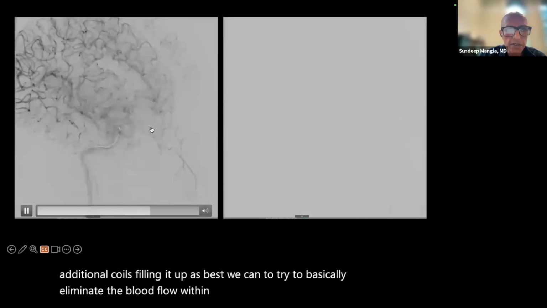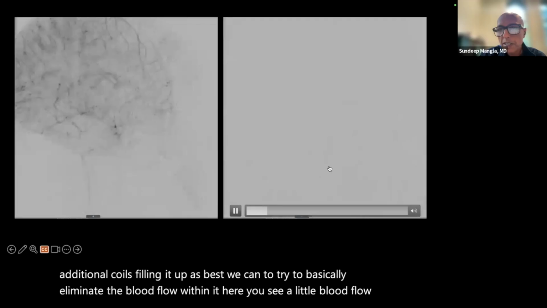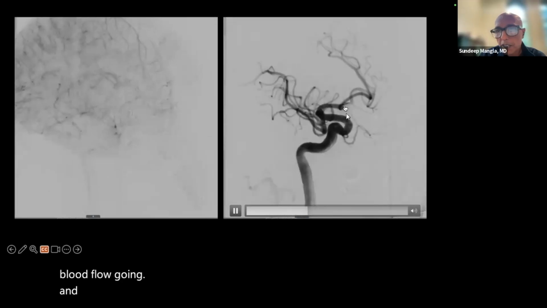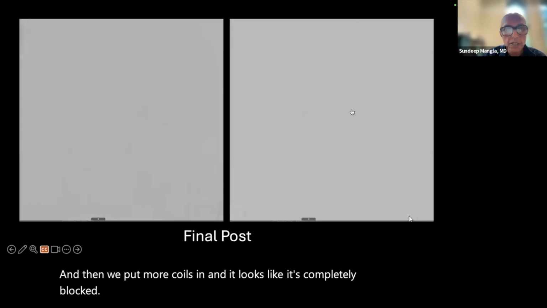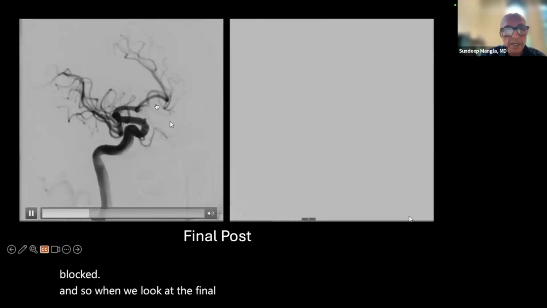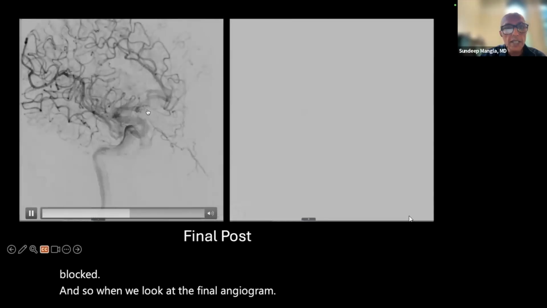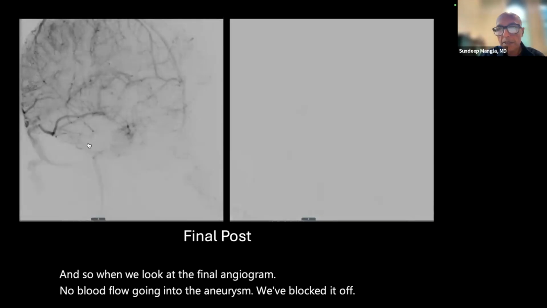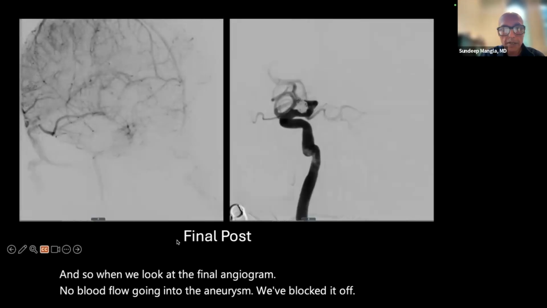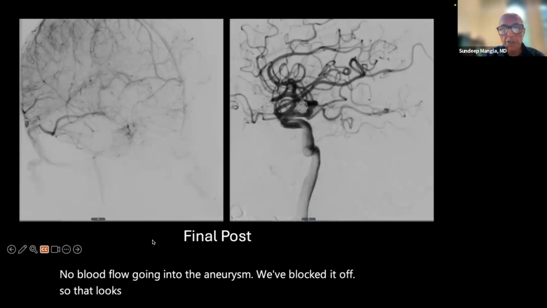Here you see there's a little blood flow going. And then we put more coils in and it looks like it's completely blocked. And so when we look at the final angiogram, no blood flow going into the aneurysm. We've blocked it up. So that looks great. I was very happy with this result.